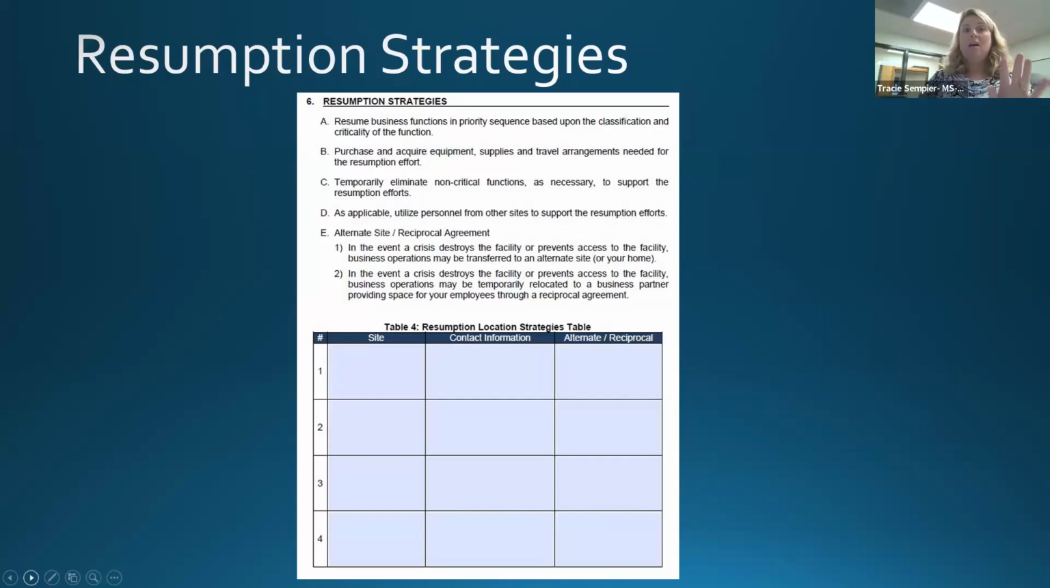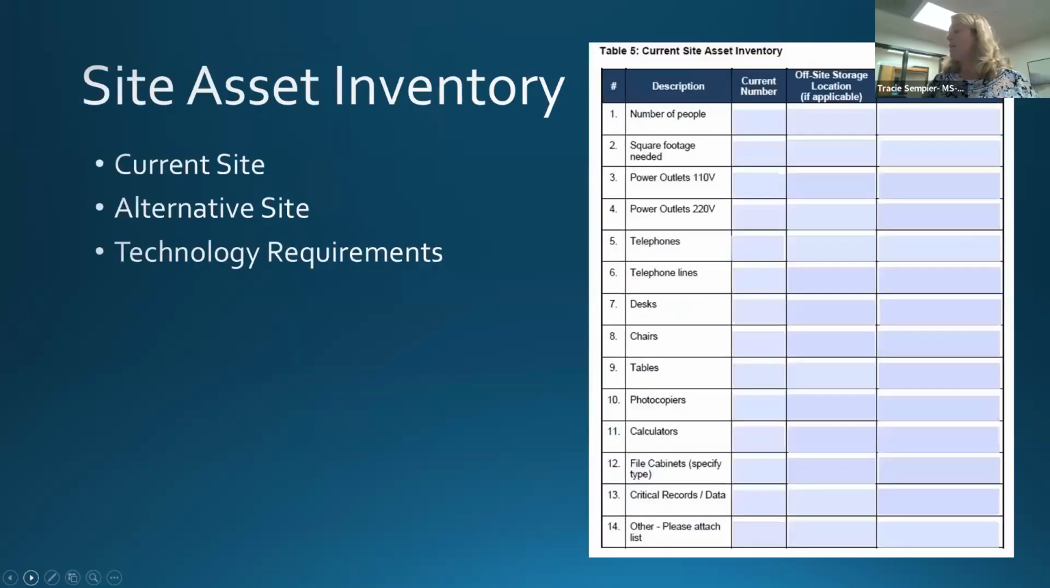Is it going to be on site? We're kind of assuming here that your site location is not operable. So where else are these activities going to occur in order to get back online and functioning? Who's the contact for that? Who's an alternative person, a backup person in case maybe that person can't be reached? So that's where you're going to start working on your strategies.